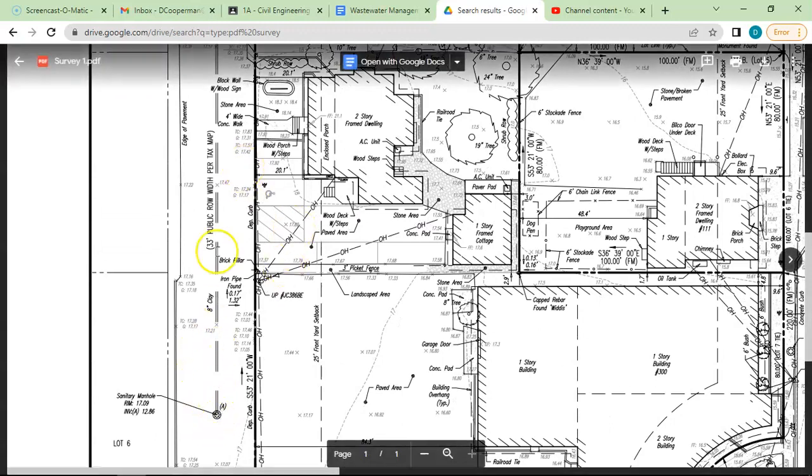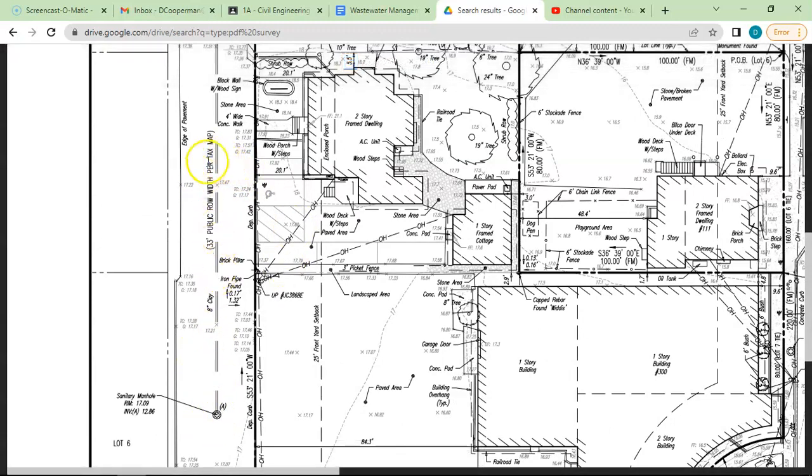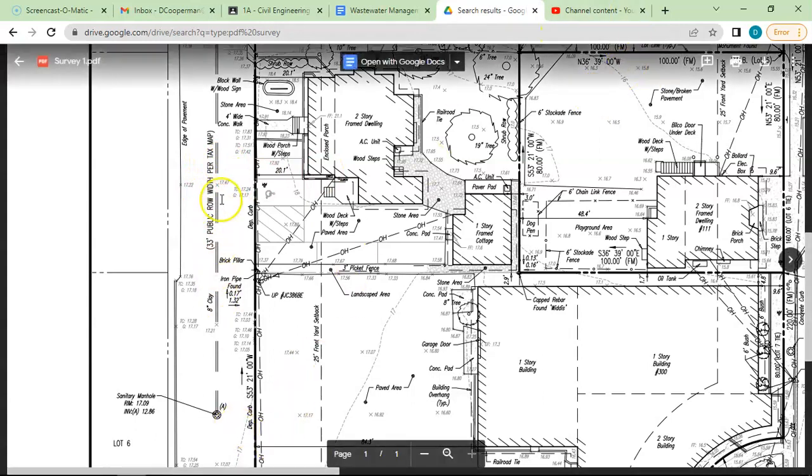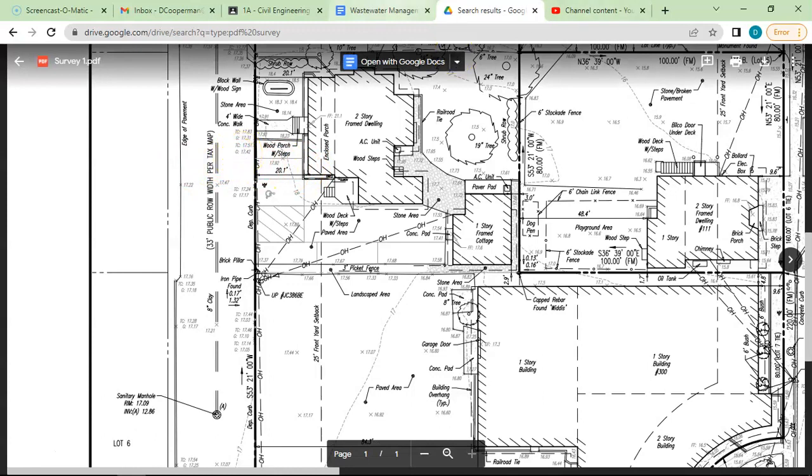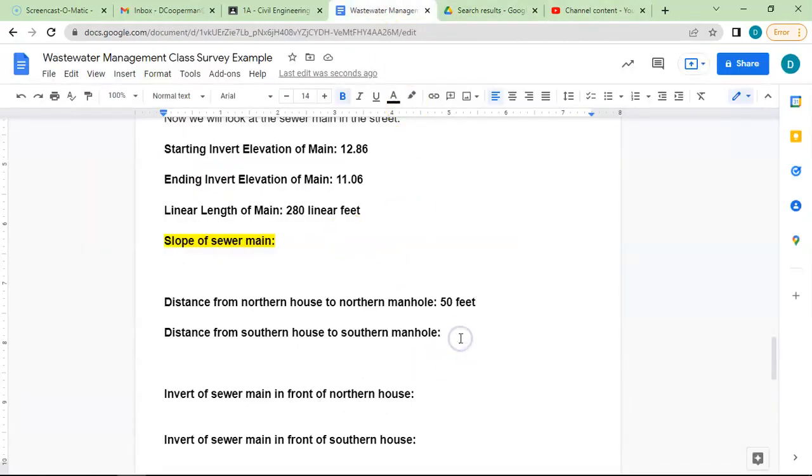And let's do the same thing for the southern one. It seems to be a little bit further. So let's call that 80 feet from here to roughly here, wherever that sewer line is that will connect to the house. Let's call that 80 feet.